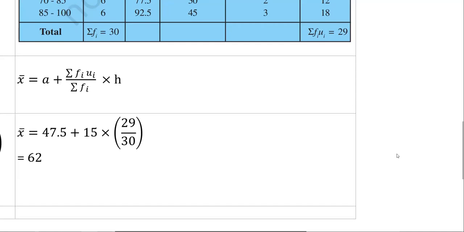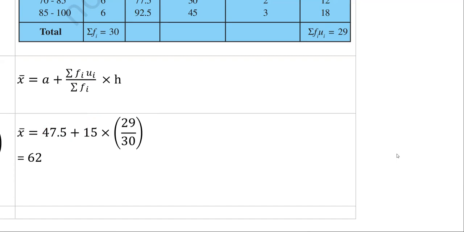Now see what we are getting. We are simply placing here the assumed mean, as you know, that it is 47.5, plus sigma fi ui, which we got from here, which is 29, divided by sigma fi, which is 30, and into h, which in this question was 15. So we'll get this. One common error observed here is that most of you take LCM while solving it. Do not take LCM. Always solve this value separately and add it to this, that is 47.5, to get the mean.